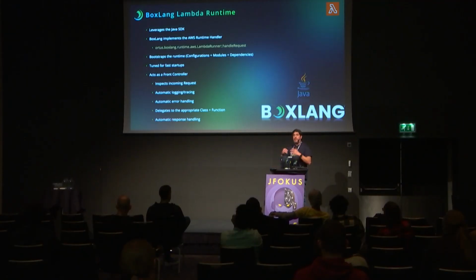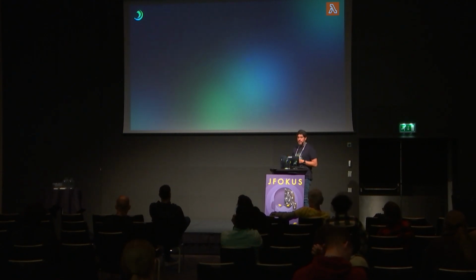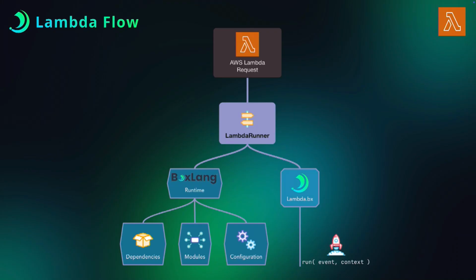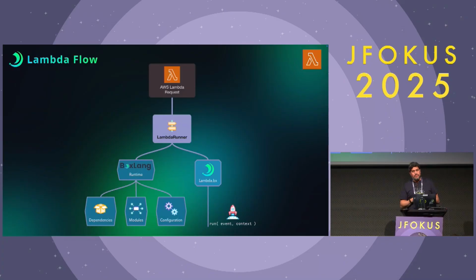Since we're building Lambdas and they adhere to RESTful capabilities, we want to make sure that the response was cohesive and the same for everything. If you look at the big picture, we have a Lambda request that comes into a Lambda runner. The Lambda runner is in charge of making sure the runtime is up and loaded with all your dependencies, modules, and configs. And it executes your class, by convention called lambda.bx, with a specific run method.